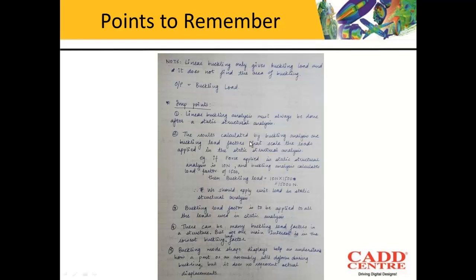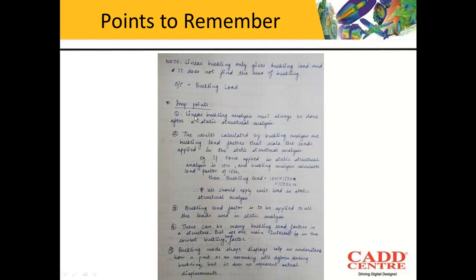When you are performing the buckling analysis, it will only give us the buckling load and it does not find the area of buckling. So when you perform the buckling analysis, it only calculates the buckling load. It does not show the area in which the buckling will occur. So the output that we obtain from the buckling analysis is only the buckling load.